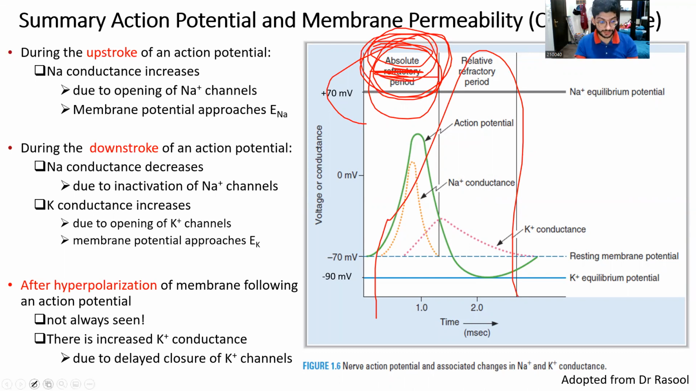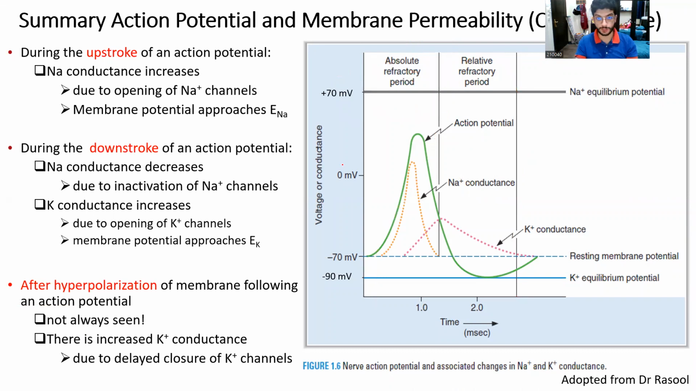Now, do you know why the absolute refractory period is absolute? It's because of the inactivation gate we discussed earlier. There's an inactivation gate for sodium, and it closes the channel. Because this inactivation gate keeps the channel closed, it causes, what do we call it?